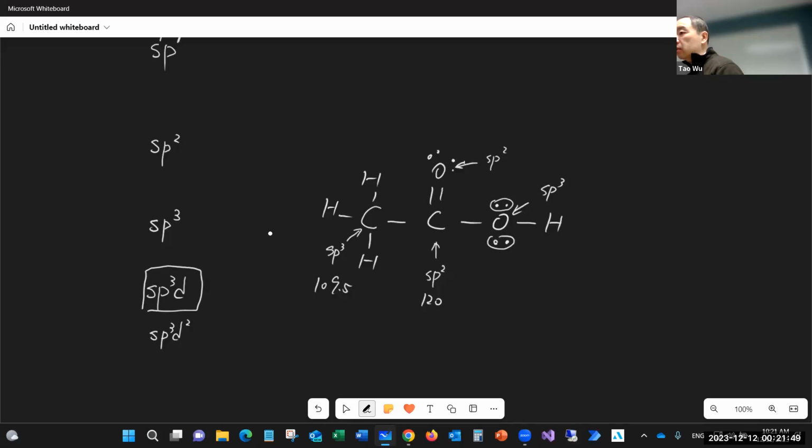How about this oxygen over here? What is this bond angle? Not 180. 180 is a straight line, remember. But you just said this is sp3 hybridization. How many electron domains? It has 4 electron domains. If it has 4 electron domains, what is the geometry? This one has 2 bonds and 2 lone pairs. What is the geometry of that?